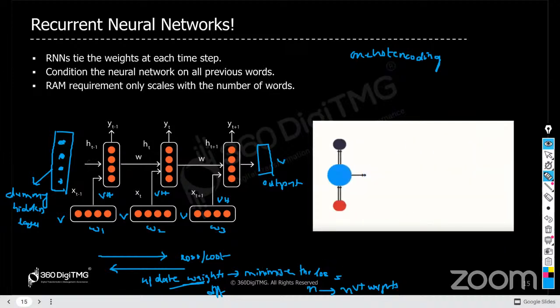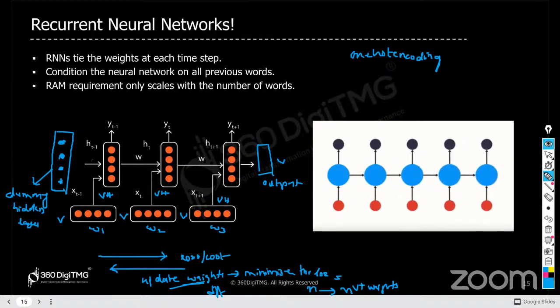Here, for this is H. So this is H, this is H, and this is H, hidden layer. And this is H, this is also hidden layer. This is also H, this is also H. So this is what we have.